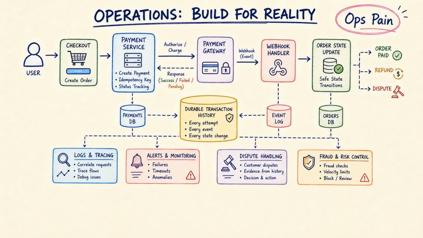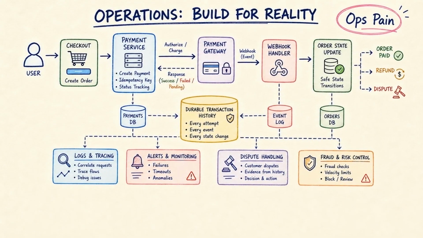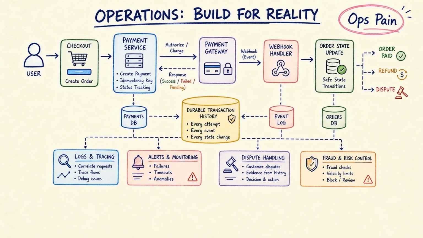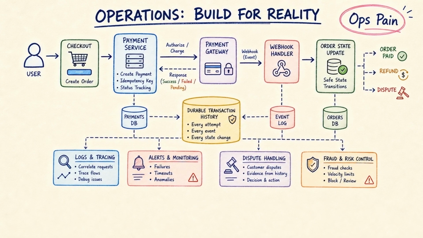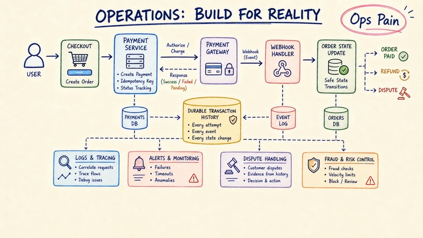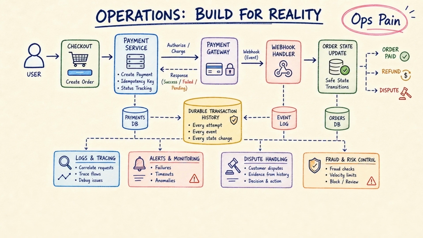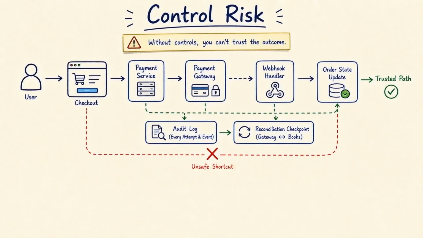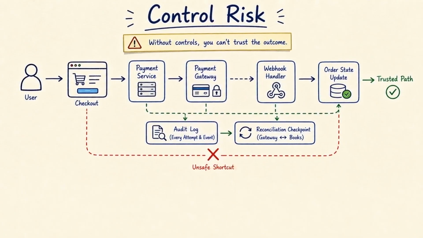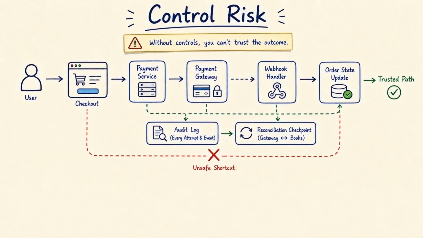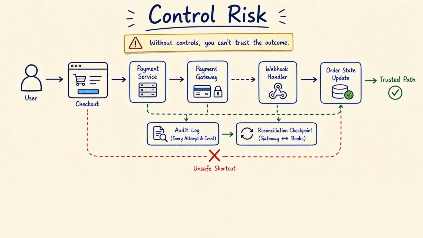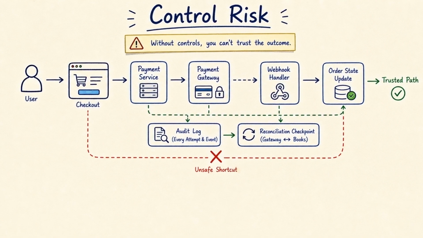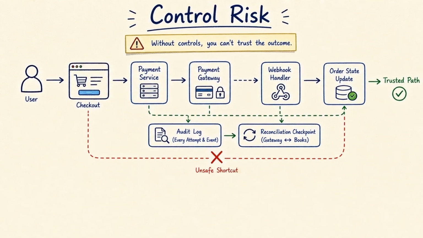Then operations gets involved. If the design cannot be observed, rolled out, and recovered safely, the system is already too expensive to own. In this topic, that pain looks like refunds, disputes, and fraud controls needing durable transaction history and safe state transitions. And then comes the part junior diagrams almost always skip. Finance and support teams cannot trust the platform unless reconciliation and audit trails are built into the design. That is where production-grade thinking separates itself from feature demo thinking.